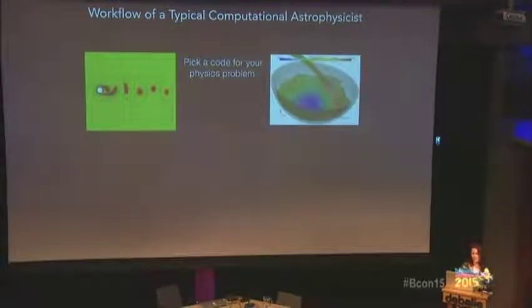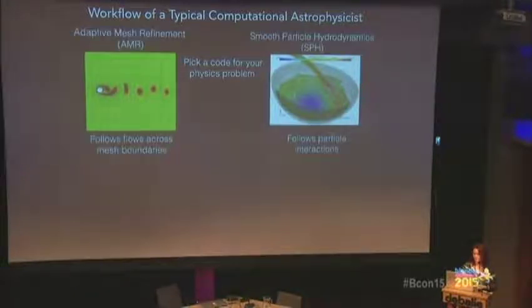So here's sort of the workflow of a typical computational astrophysicist. So you have to pick a code. Two examples that are predominantly used are adaptive mesh refinement. So basically you're taking your domain, you break it up into a bunch of cubes, and you follow how gas flows across those cubes. And then you can adaptively create higher resolution around interesting areas.